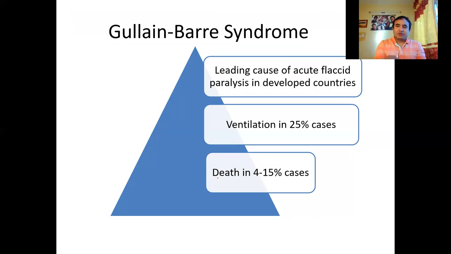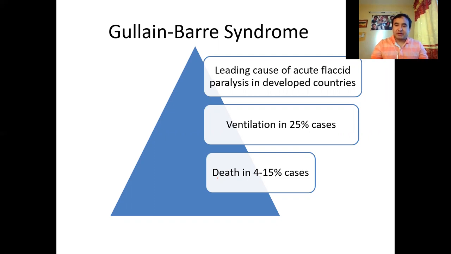Why do we need to know about this condition? It is one of the leading causes of acute flaccid paralysis in developed countries. In developing nations, it is poliomyelitis, but in developed countries, it is the leading cause of acute flaccid paralysis. Most patients recover, but some may need ventilation. So you need to diagnose this condition in the appropriate time, and we need to intubate them and give them ventilatory support. But despite our support, around 4 to 15% of patients can die if they suffer from GBS.